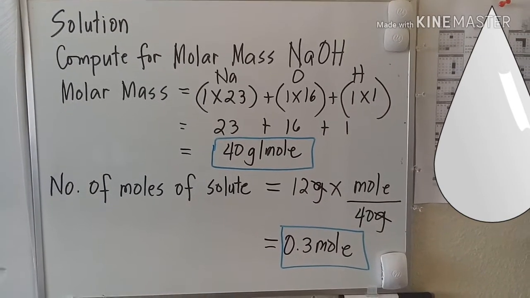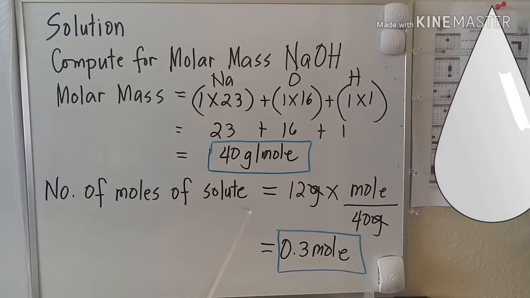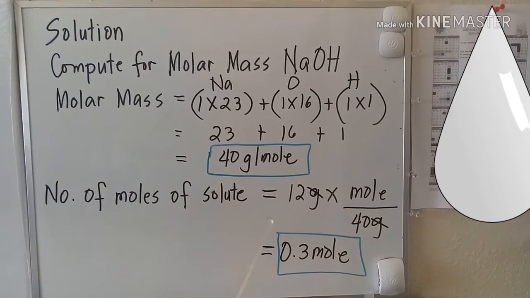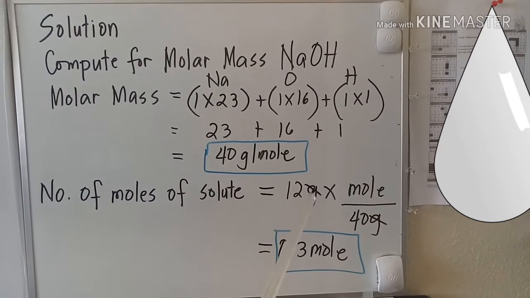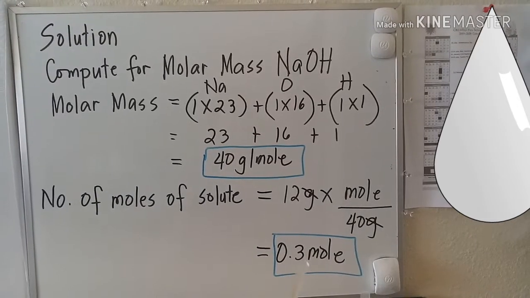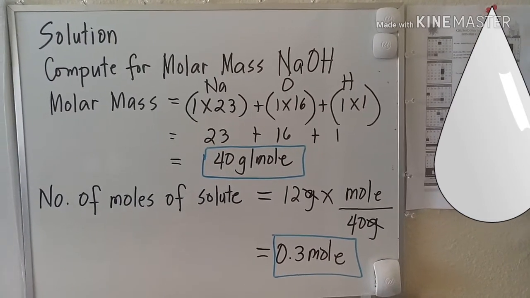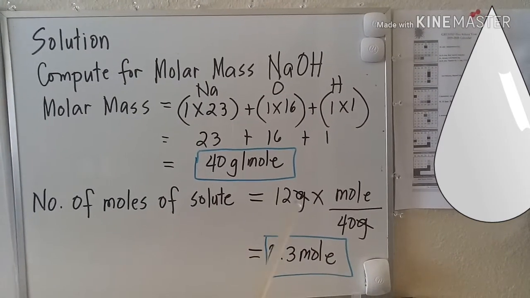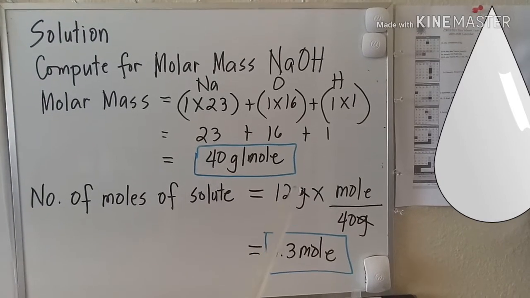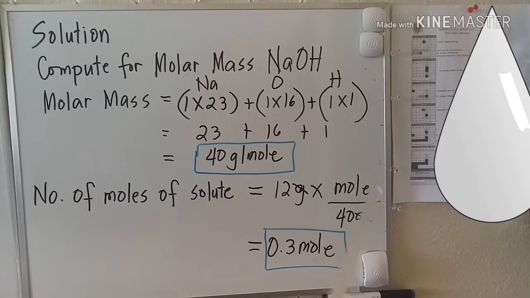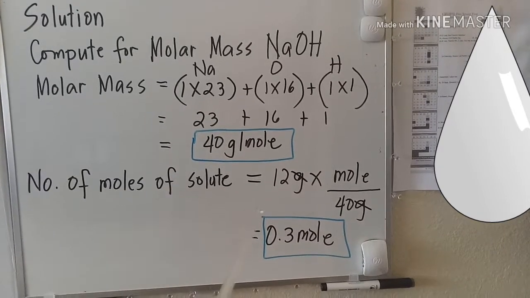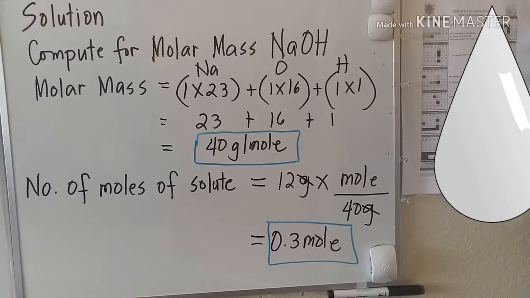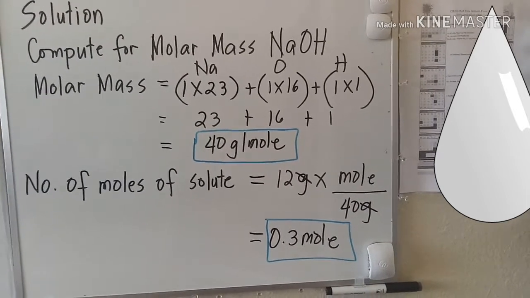But our concern is we need to get the number of moles of solute. So in that case, we're going to multiply the given grams by the reciprocal of the molar mass. So the number of moles of solute will be equal to 12 grams times 1 mole over 40 grams. So we can cancel grams and grams. So you will get 12 times 1 mole over 40. That will be 12 over 40, and that will give you 0.3 mole. So that is the number of moles of solute.